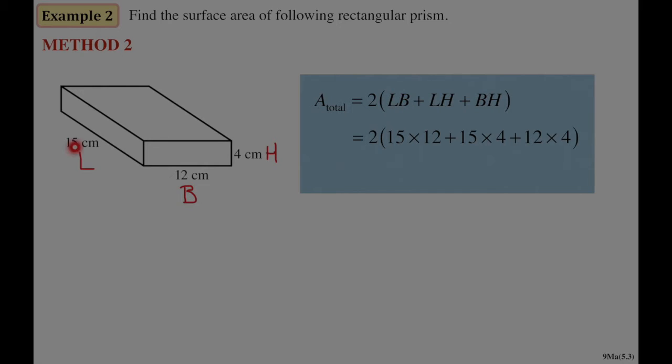Length times breadth is 15 times 12. And there's my 15 times 12. Plus, be careful, it's got to be a plus sign between these bits. The next part, length times height. That'll be 15 times 4. There it is there. Plus, the next part, breadth times height. 12 times 4, and there it is there. Plug that into your calculator, and there's your surface area. Much faster than method 1, and it's the preferred way to do rectangular prism surface area questions.